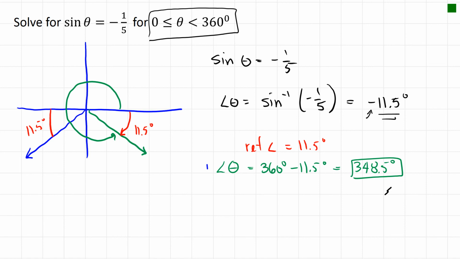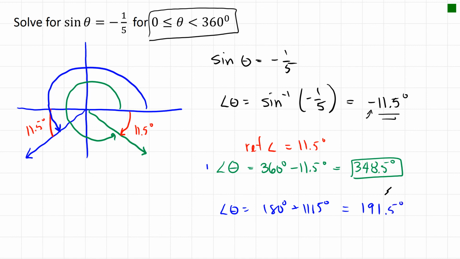Now our second angle, the blue one, is going to have the same reference angle. So when we measure it, we go to 180 plus the extra 11.5. So angle theta is 180 degrees plus the 11.5 degrees, which works out to be 191.5 degrees. And just double check that your answers are in between 0 and 360.